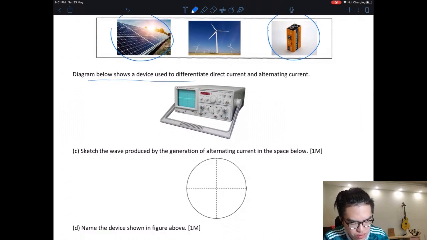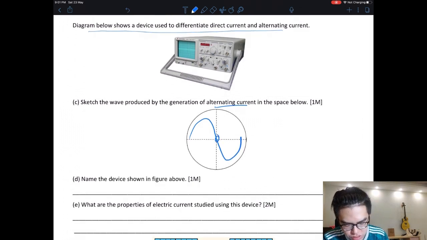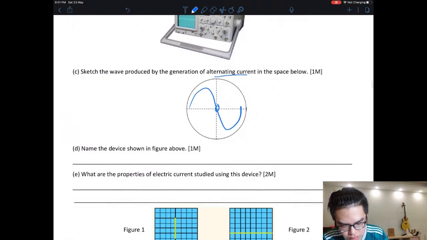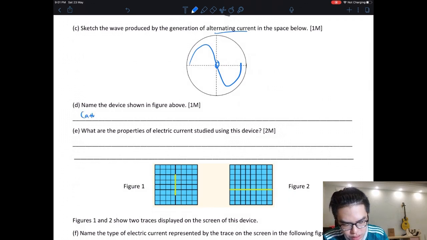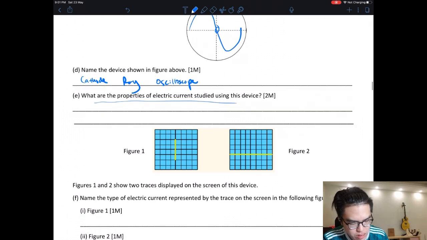The diagram below shows the device used to differentiate. This is your CRO. So AC, how do you draw? You can draw up, down. Make sure you make this your middle point. I don't simply draw. Name the device shown. This is a cathode ray oscilloscope, CRO. What are the properties of electric current studied using this?